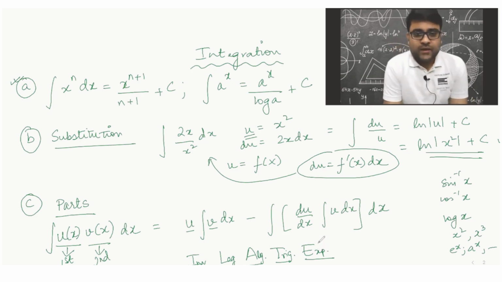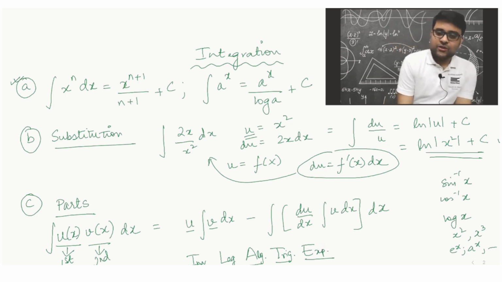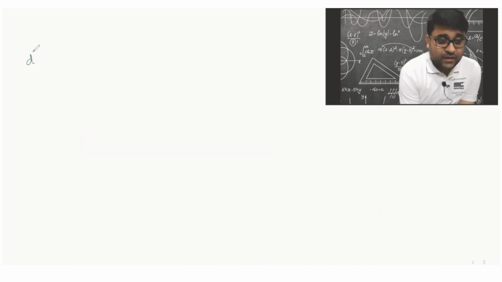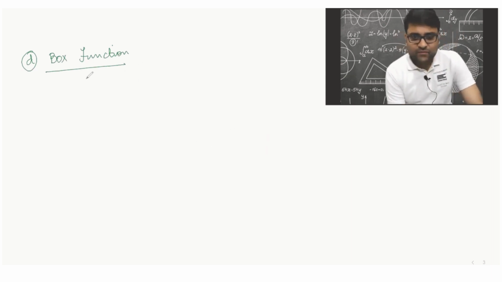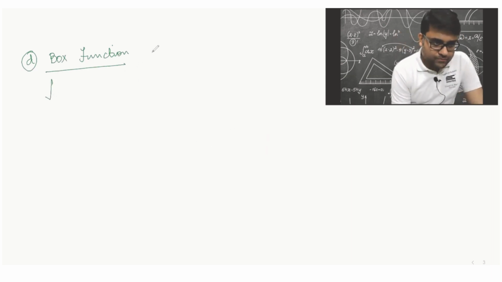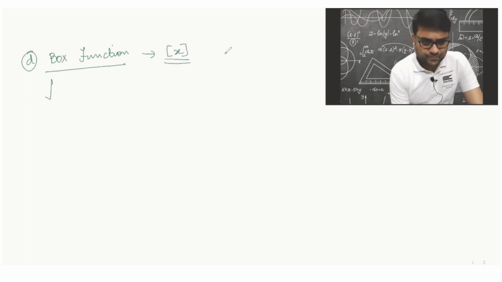Okay, next up we have integration of box function. This will be completely new for most of you, if not all of you. This we'll do in detail in a while. So box function, how to deal with box function? Firstly, you need to understand what is a box function. What is box x? Box x is basically the greatest integer less than or equal to x. Greatest integer less than or equal to x. So 0, 1, minus 1.